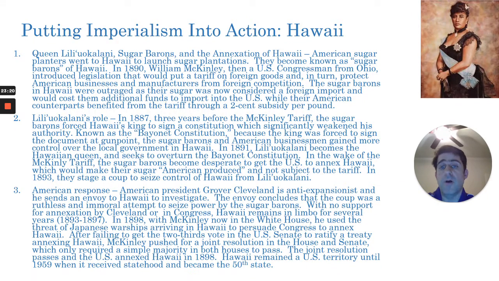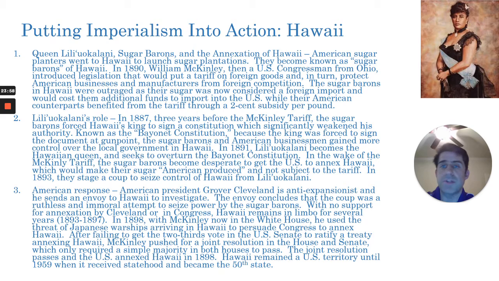And part of the McKinley tariff was that American sugar planters would receive a 2-cent subsidy per pound of sugar that they produced in America. So the people that had sugar plantations in the U.S., like on the U.S. mainland, would receive 2 cents per pound from the federal government for each pound that they produced, on top of whatever they sold their sugar for.